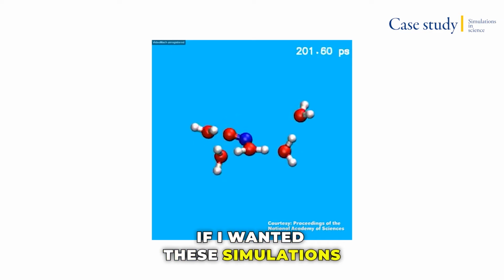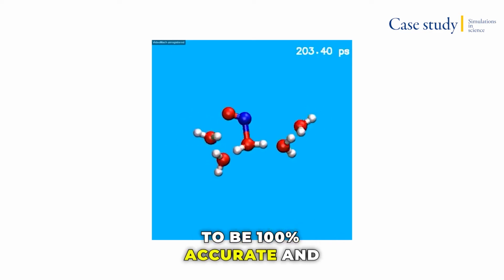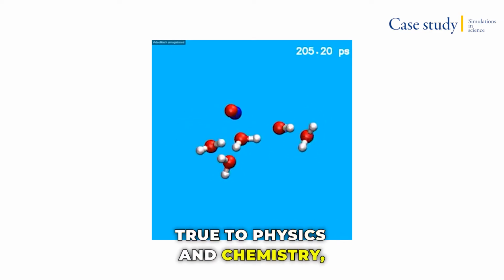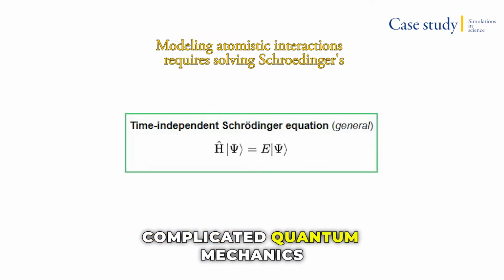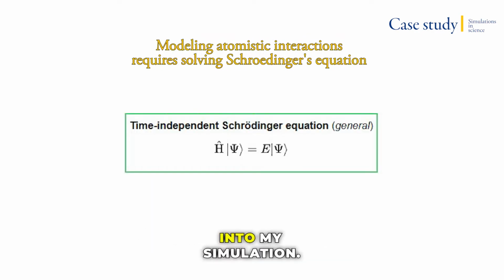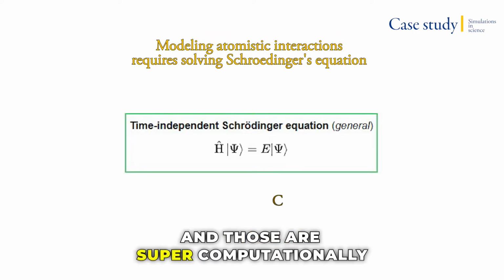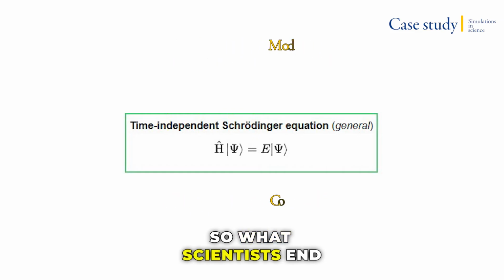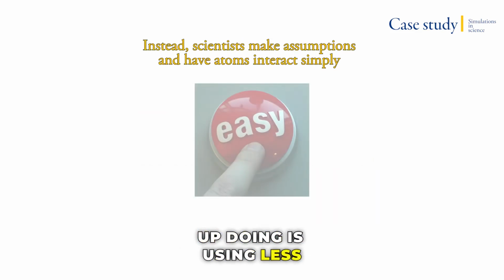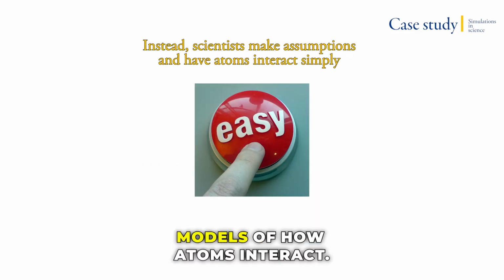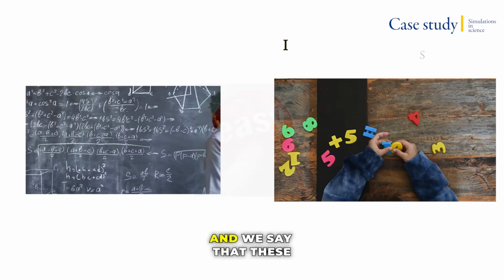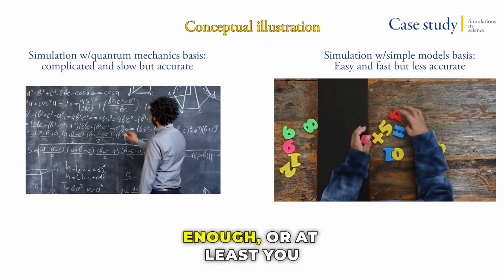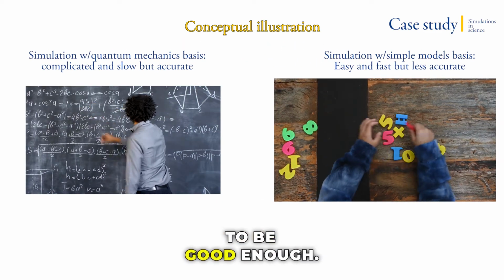If I wanted these simulations to be 100% accurate and true to physics and chemistry, I would have to implement complicated quantum mechanics into my computer program, into my simulation, and those are super computationally intensive. My computers aren't powerful enough to run them. So what scientists end up doing is using less complicated, simplified models of how atoms interact, and we say that these are going to be good enough, or at least you hope that they are going to be good enough.